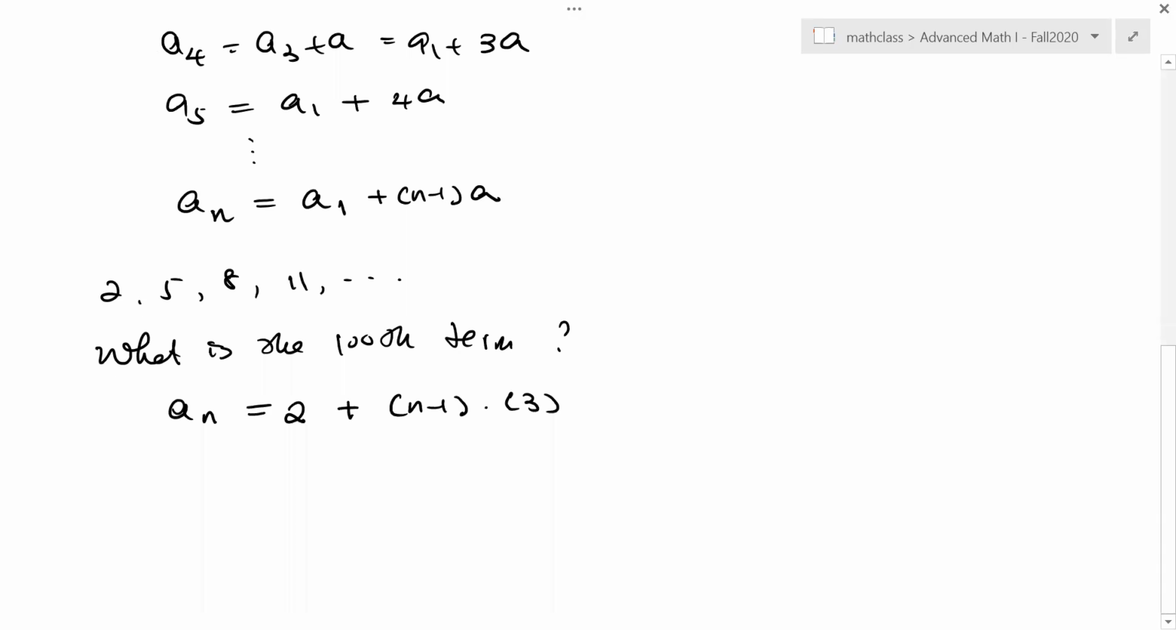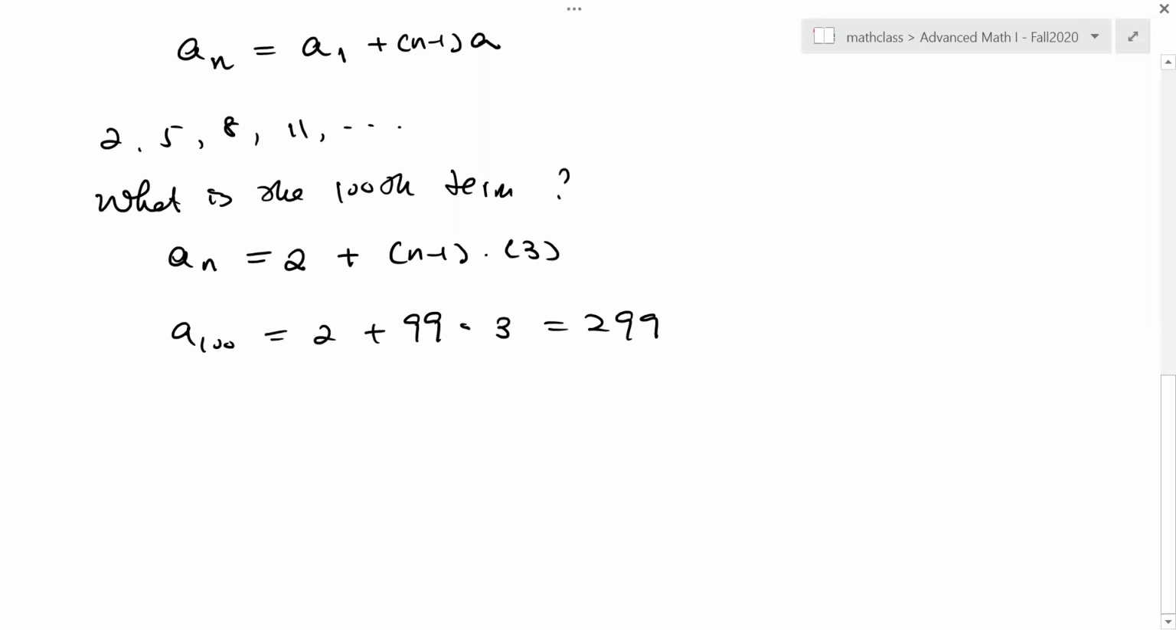Once you have the general formula, you get A100 equals 2 plus 99 times 3. Then you do the multiplication: 99 times 3 plus 2 is going to be 299. Only when you get the formula, which we call the nth term formula, can you get any term.